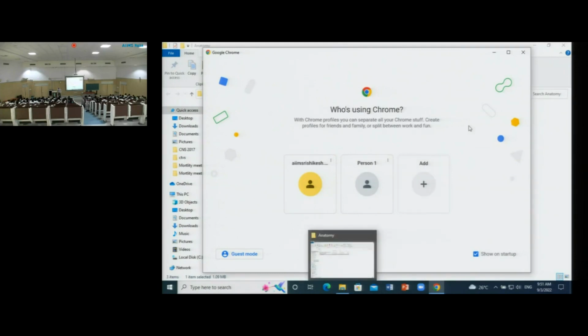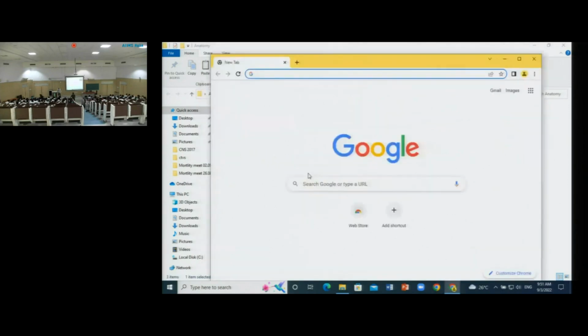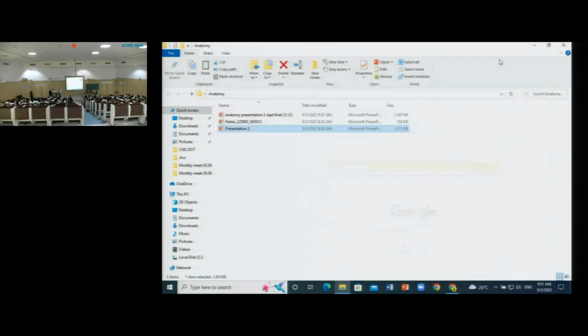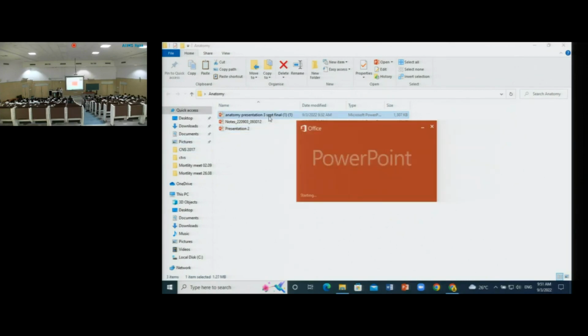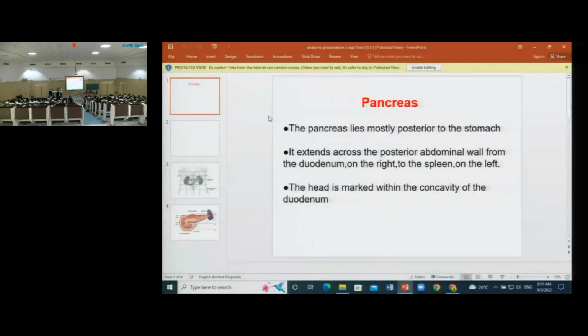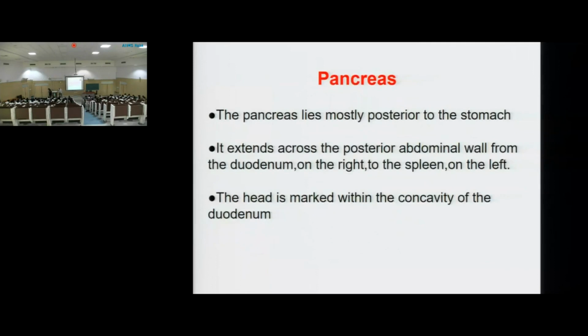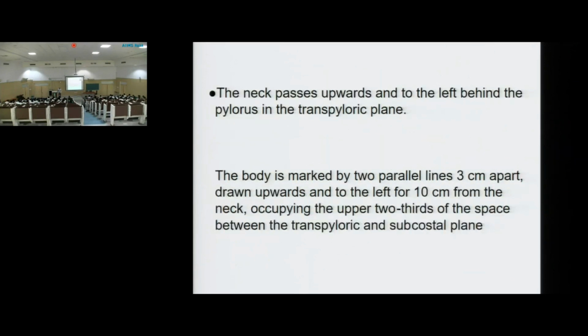Ma'am, it is on the mail, ma'am. And you go to the anatomy folder and save. We do not want this to be all talking. We want the diagram, yes.